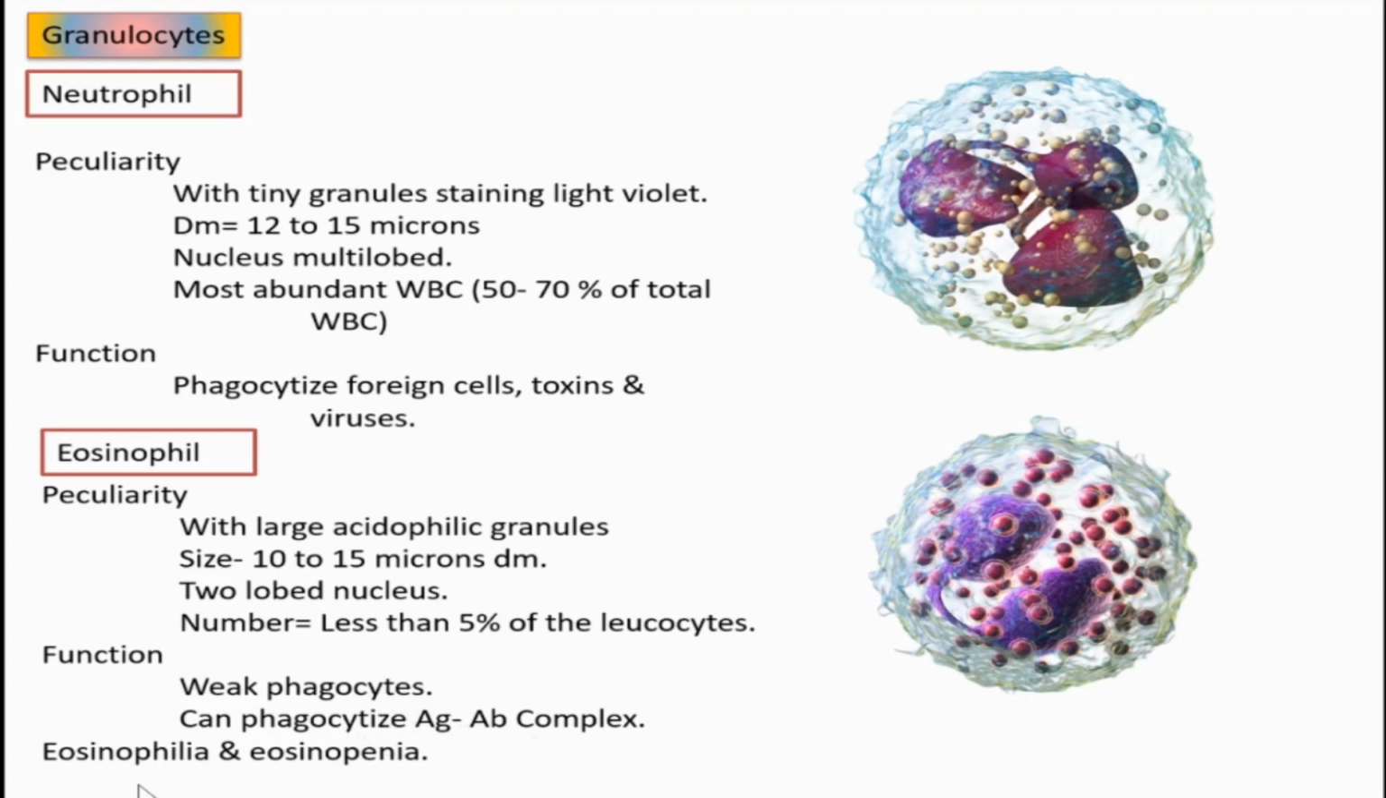And eosinophilia. Eosinophilia means it's a condition when the eosinophil cell number increases more than this 5%. Neutropenia is a condition when its level falls below 5%, falls below the normal value. They are abnormal disease conditions.